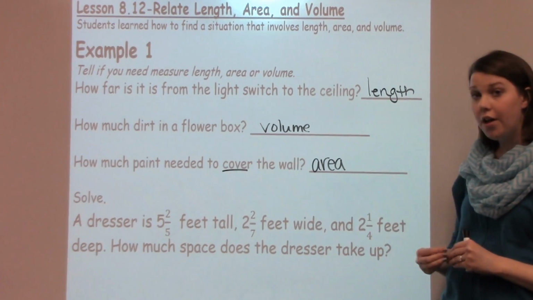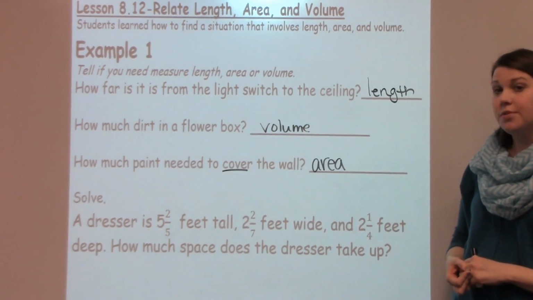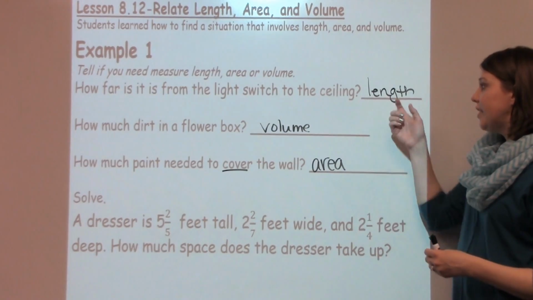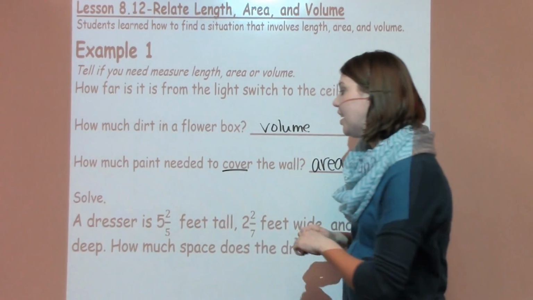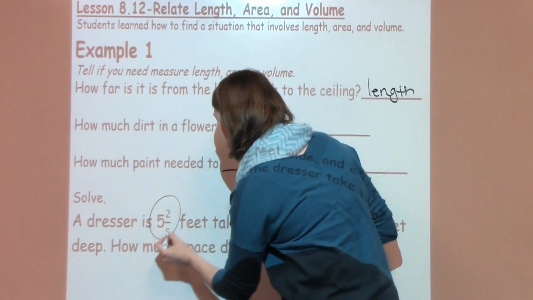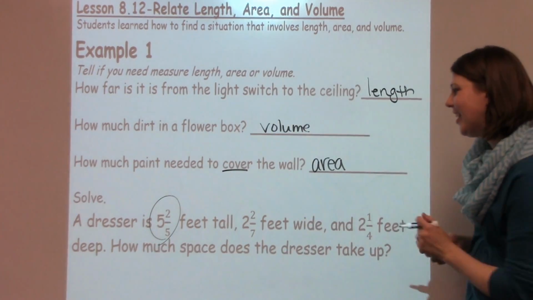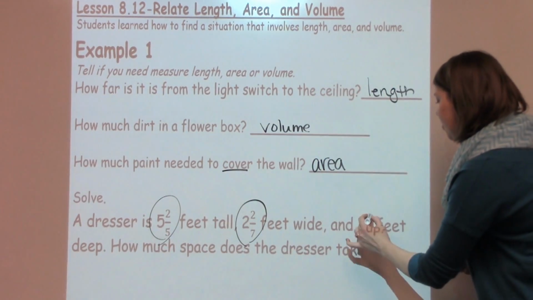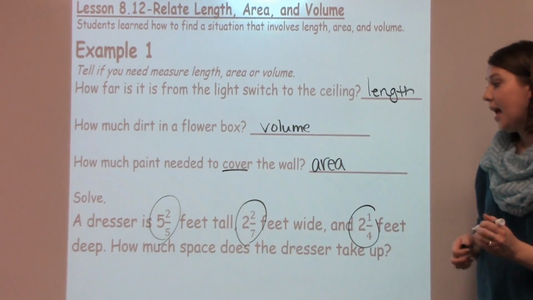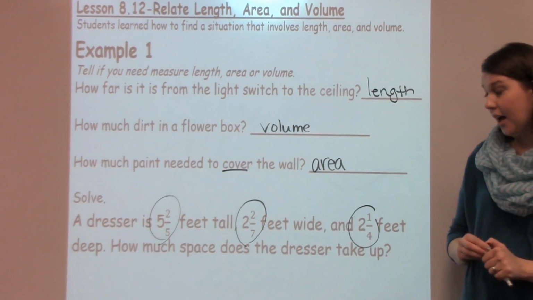The second part of this question, students were asked to think about, does the problem require area, length, or does it require volume? So as we look at this word problem, students need to start thinking about which of these three things is required, are they asking them to figure out? A dresser is 5 2/5 feet tall, 2 2/7 feet wide, and 2 1/4 feet deep. How much space does the dresser take up?